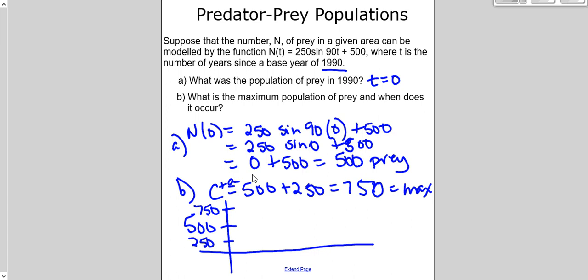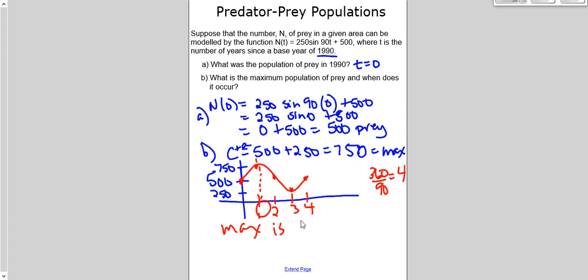So C plus A will give us our max. This we know started at 500. If I go into my function, it has a 90 here. So 360 divided by 90 equals 4, which means if it starts here, it goes up, back to the axis, and down. So it looks like this. The maximum we can see is right here, after 1 year. So our max is 750 prey at year 1991.